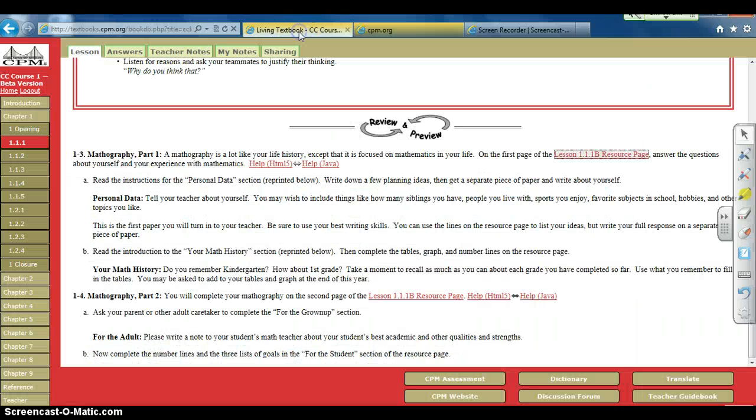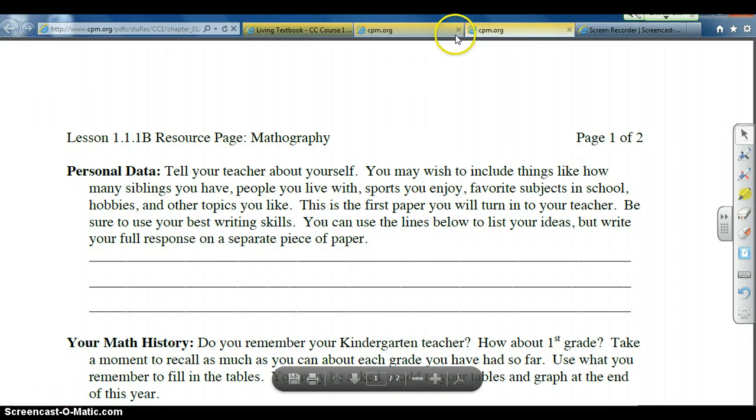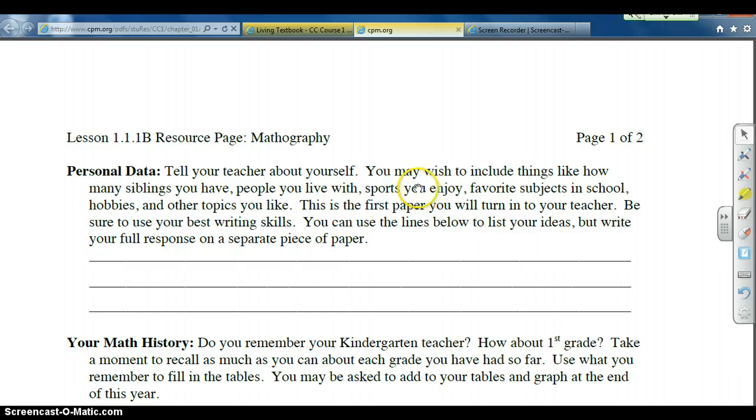Basically what it says is, a mathography is a lot like your life history, except that it focuses on mathematics in your life. On the first page of the lesson 1.1.1b resource page, answer the questions about yourself and your experiences with mathematics. So let's take a look at this resource page. Here it says, read the instructions for your personal data section and write down a few planning ideas, but you're going to want to answer it mostly on a separate piece of paper.